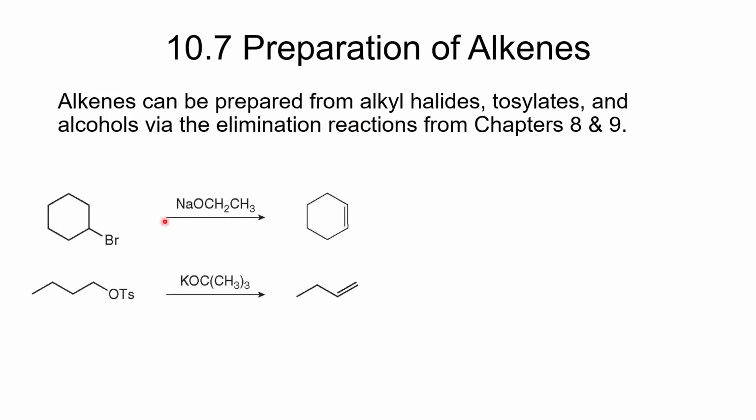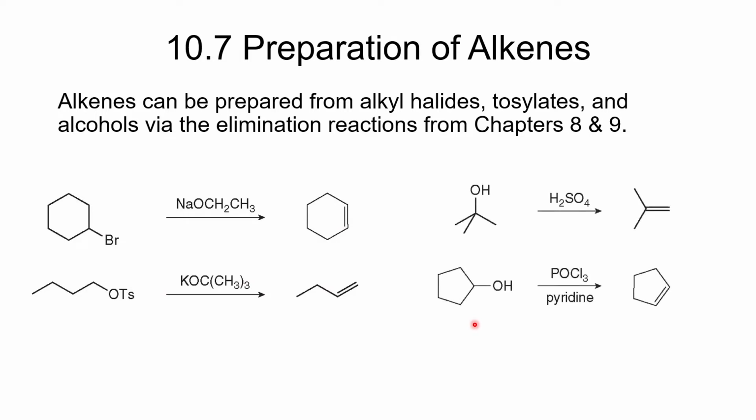For alkyl halides and for tosylates, all we need is a strong base, and we could do the E2 elimination with the alkyl halide. Same thing with the tosylate here. We've got the sterically hindered strong base, potassium tert-butoxide, and those both give us alkenes relatively easily.